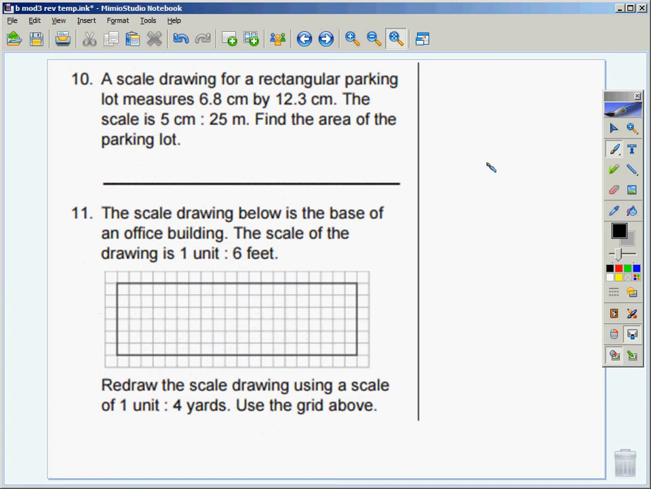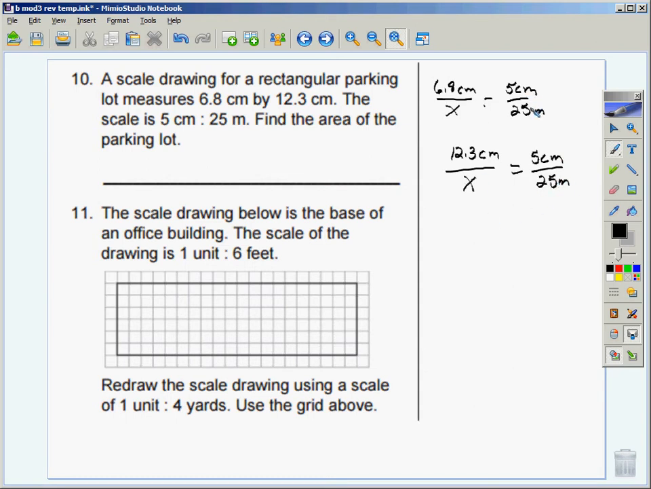A scale drawing for a rectangular parking lot measures 6.8 by 12.3. The scale is 5 centimeters to 25 meters. So I'd set this up as a proportion, 6.8 centimeters compared to 5 centimeters over x, 25 meters. This is where my x would be. And 12.3 centimeters over x would be the same as 5 centimeters over 25 meters.